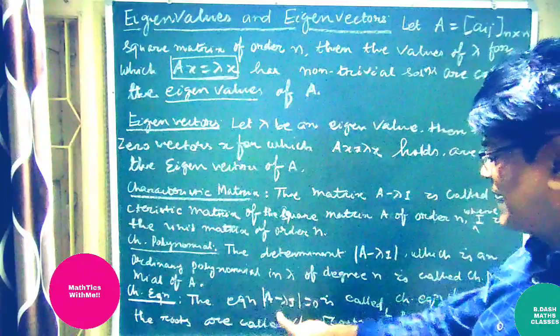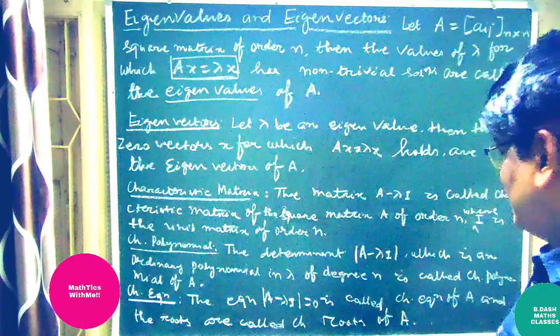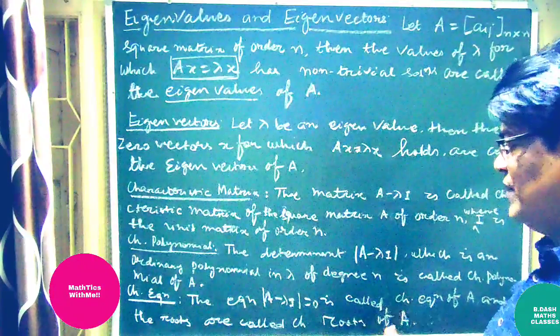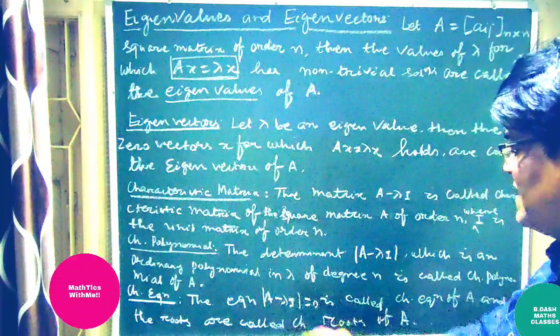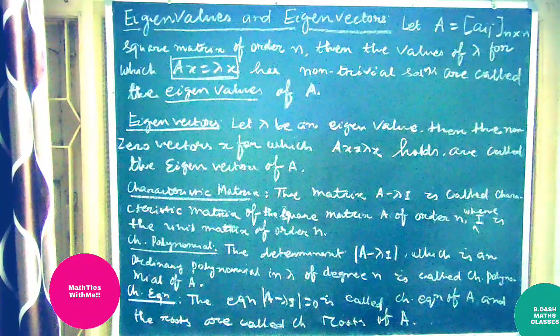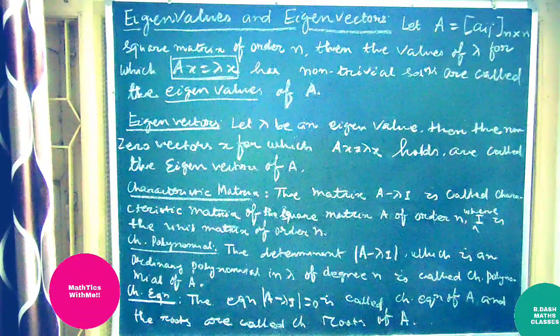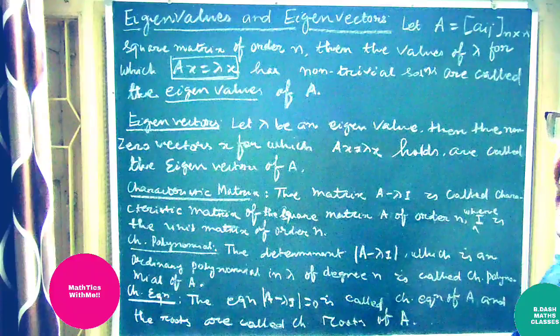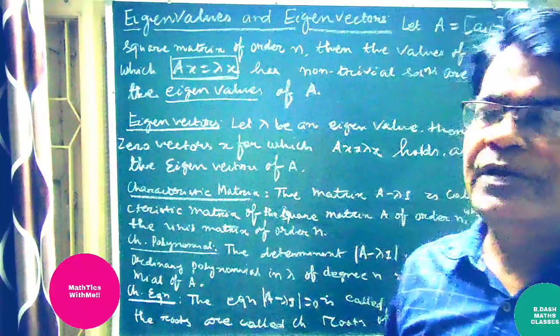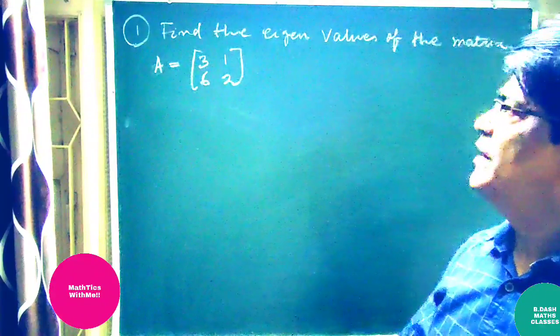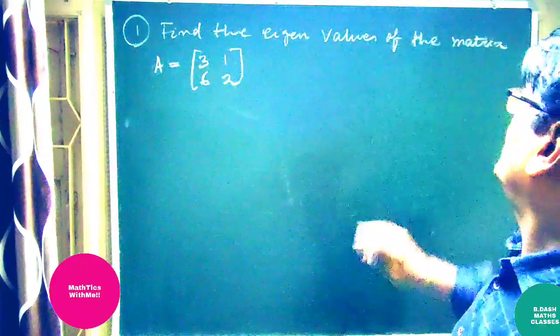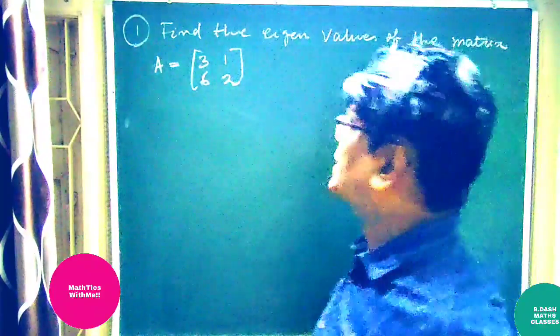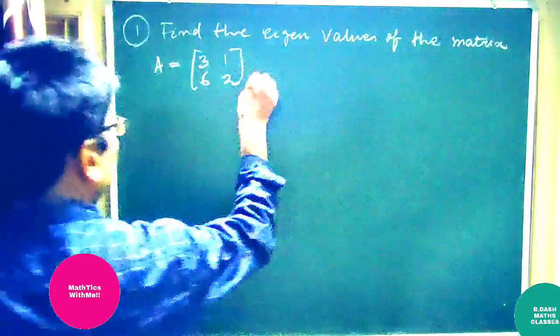Then when we make it equal to 0, that is called the characteristic equation. The equation determinant of A minus lambda I equals 0 is called the characteristic equation of A. The roots are called characteristic roots of the matrix A. Let us proceed to solve a problem. Now the question is: find the eigenvalues of the matrix A equal to [3, 1; 6, 2].